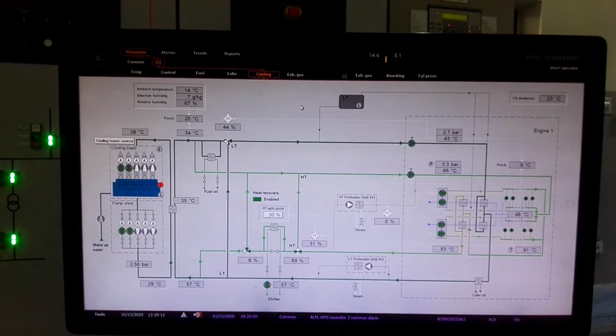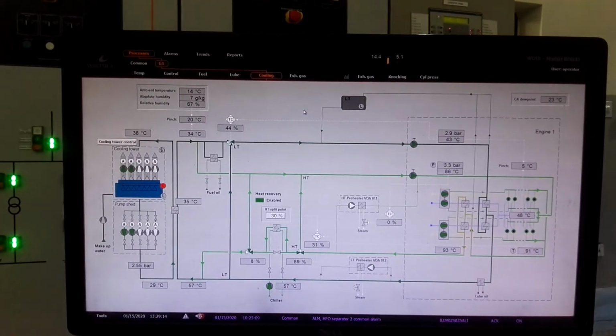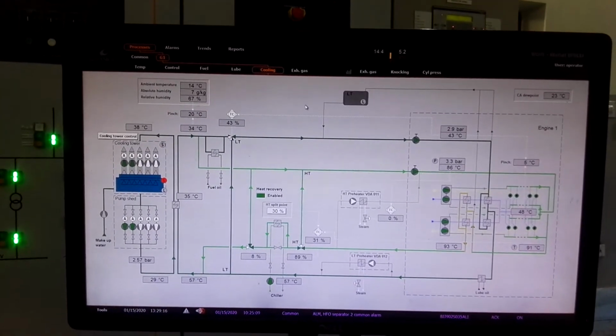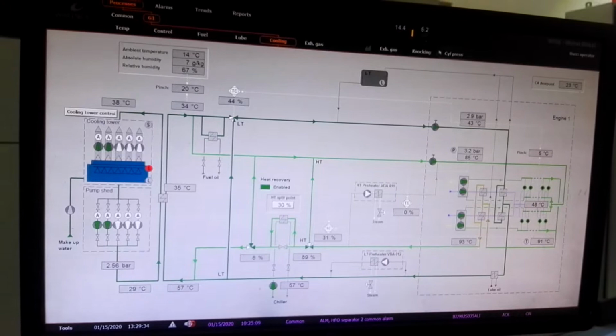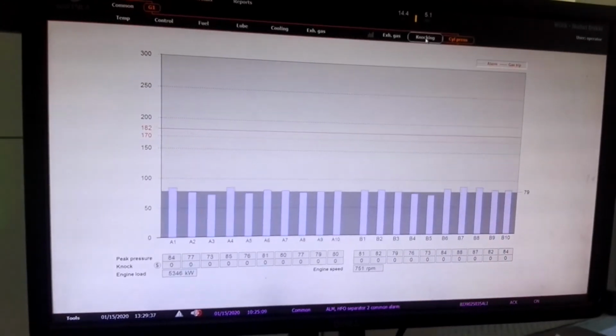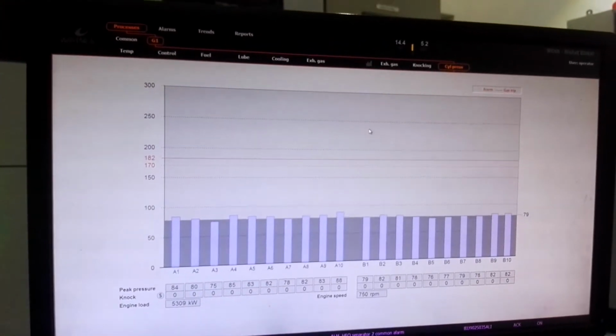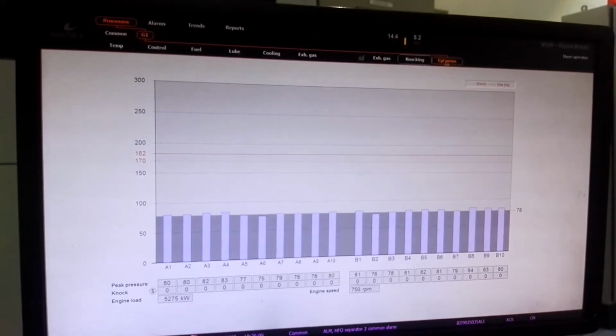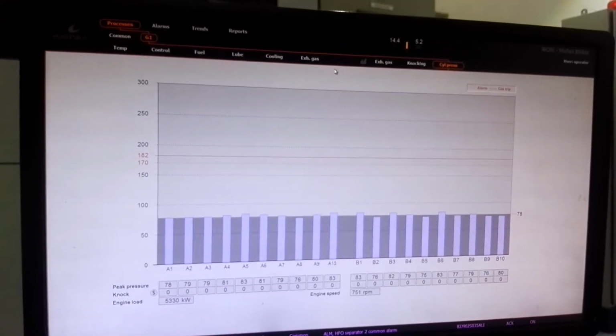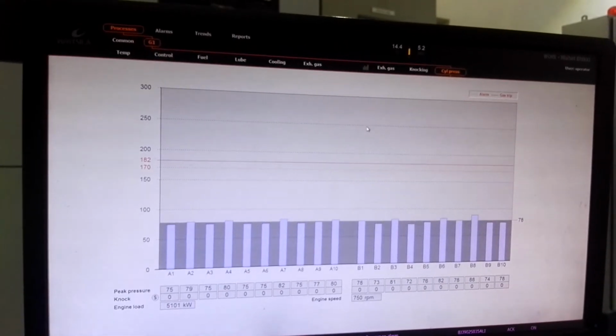So finally it's my second video on this channel. Today I will tell you about the software which we use here to observe the behavior of the Wartsila. These are different pages where we observe our Wartsila engine 20V34DF. I will tell you its different pages.